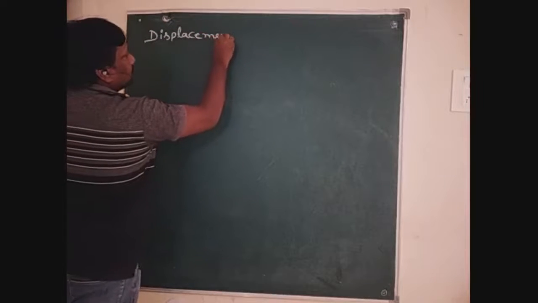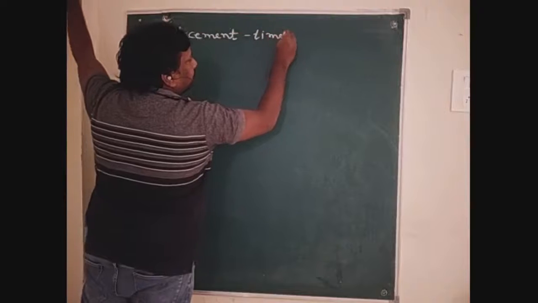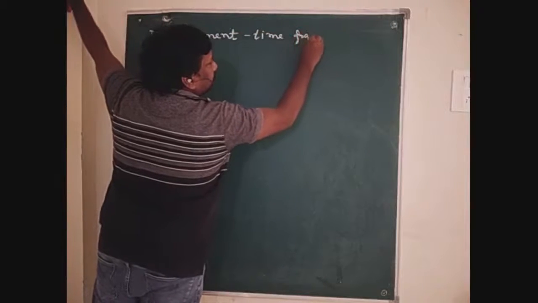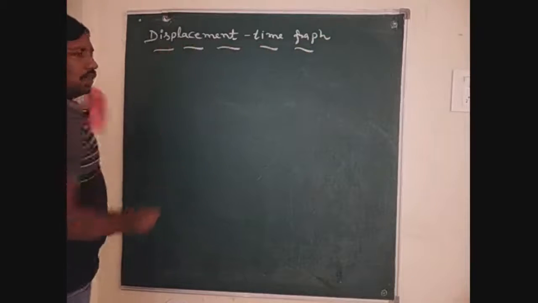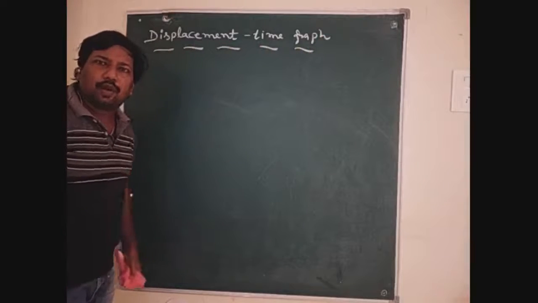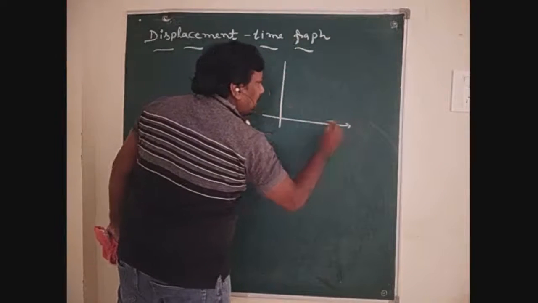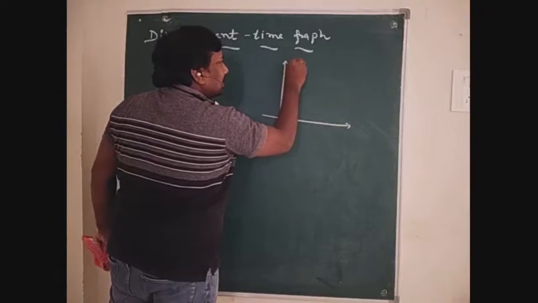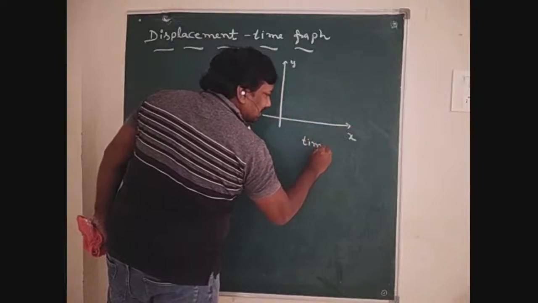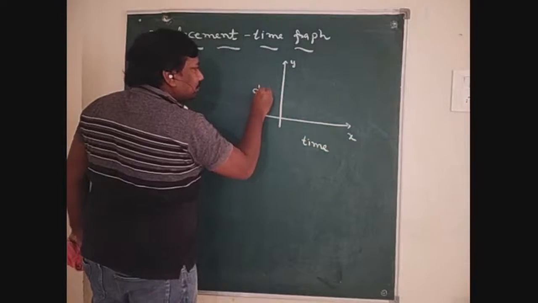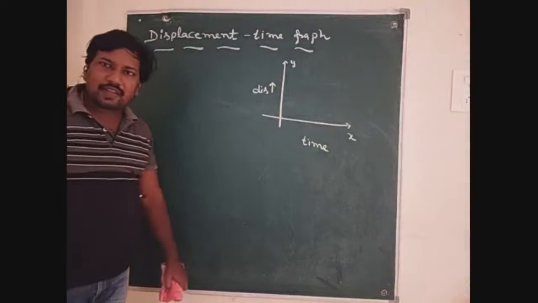Displacement time graph. In the case of the displacement time graph, displacement is along the y-axis and time is along the x-axis. So this is the displacement time graph.